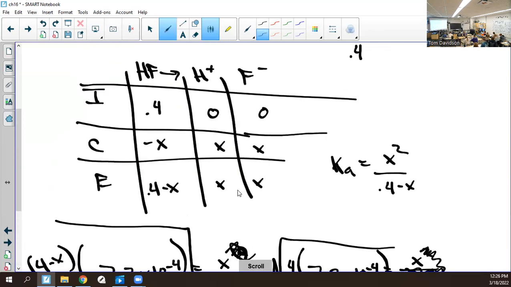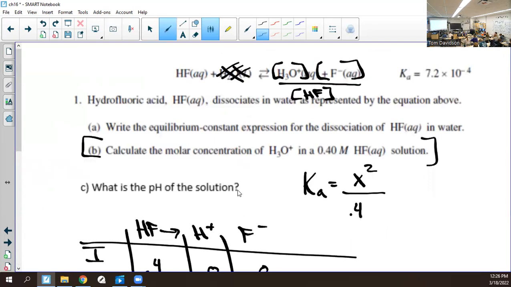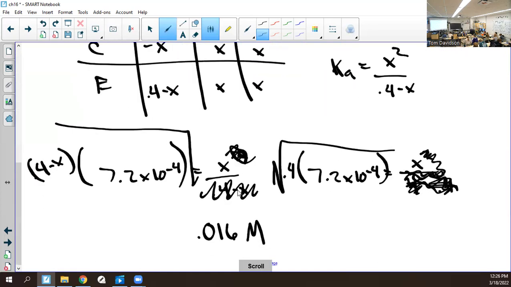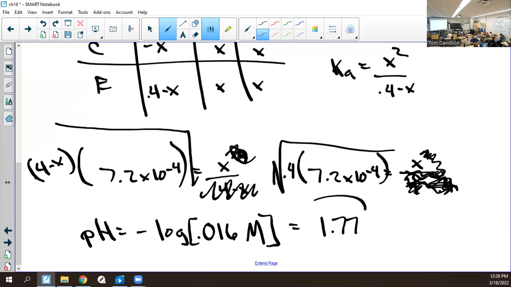Then there was a part C that I typed. What is the pH of the solution? So pH is equal to the negative log of H plus. 1.77. Sounds good to me. Doable.